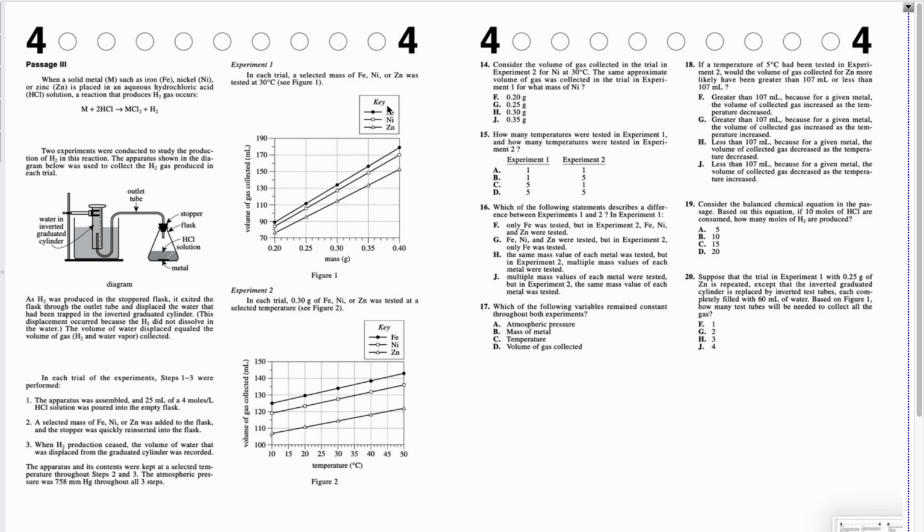Passage 3 is not a conflicting viewpoints, so we'll go straight into the questions. Consider the volume of gas collected in the trial in experiment 2, so we're going to look at experiment 2, at Ni at 30 degrees Celsius. Ni is the square, and we want 30 degrees Celsius. This is the location we're looking at. That volume is coming over here, about 129-ish.